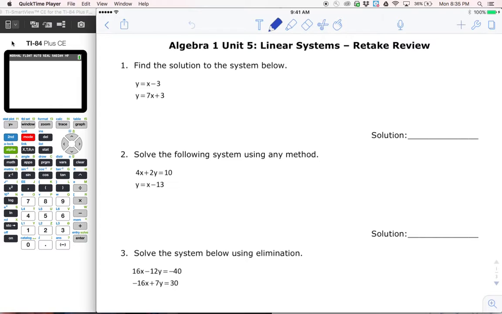Algebra 1, Unit 5, Retake Review. This is for the test over linear systems of equations. All right, so we're going to look at the first one. Find the solution to the system below. And let's not forget, a solution is going to be a point x, y.